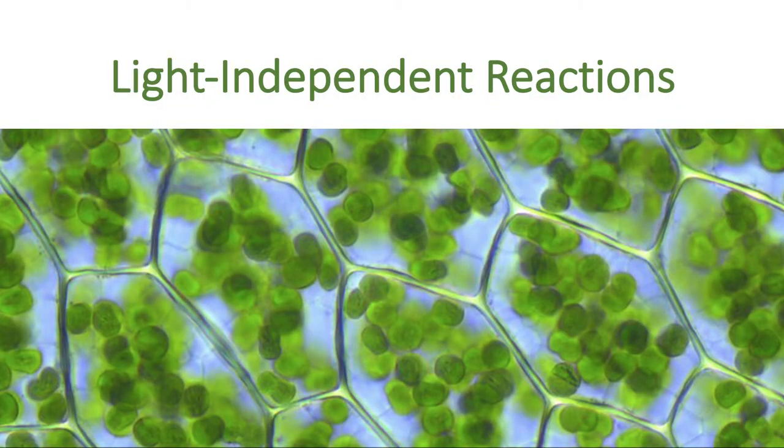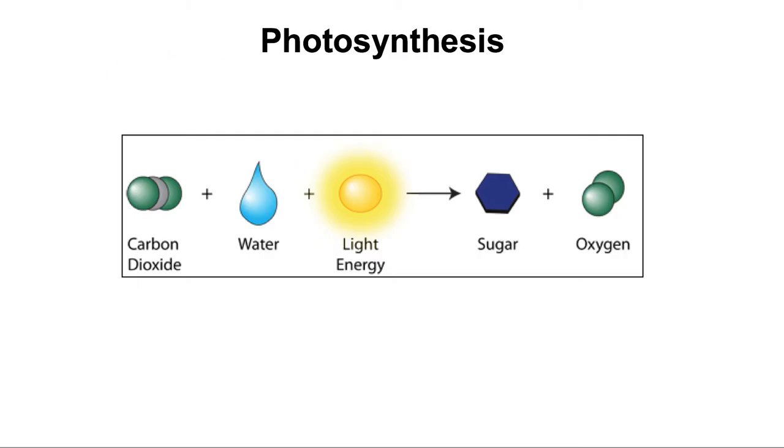Welcome to the light-independent reactions of photosynthesis. Here's the photosynthesis equation again. We know it begins with carbon dioxide and water, uses light energy, and it changes those reactants into sugar and oxygen. Last time we looked at the light-dependent reactions, which split the water and gave us oxygen and some other high-energy molecules.